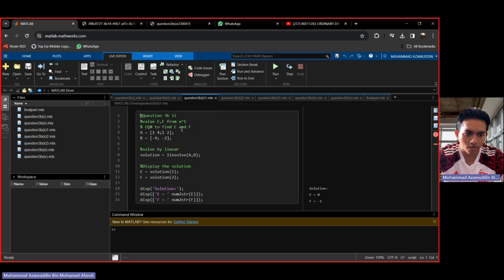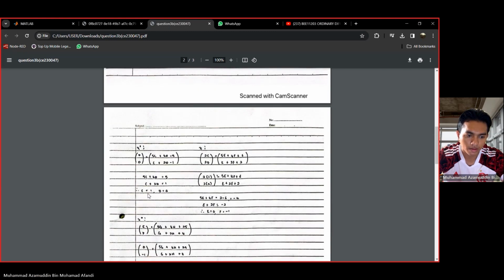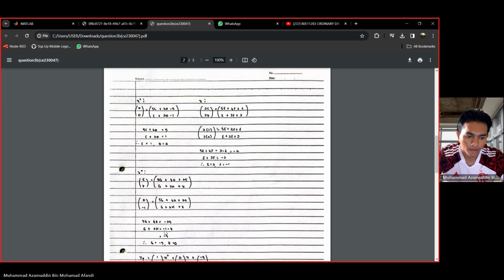We need to find the EF value from the equation to find E and F. Solve the linear system, and then we get the answer here. Then we need to find the value of GH from the equation, with 5, 4, 1, 2, negative 25, and 5. Solve the linear system. We get the answer like that. For manual calculation, this is what I got: C equal to 1, D equal to 0, E equal to 0, F equal to negative 1. Same goes here, G equal to negative 5, H equal to 0.